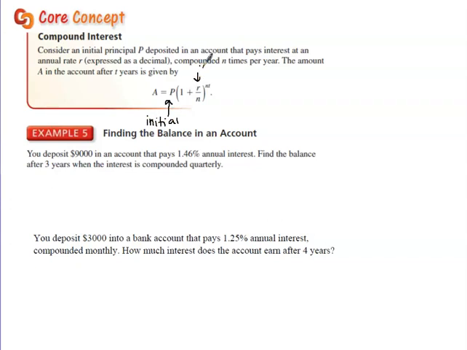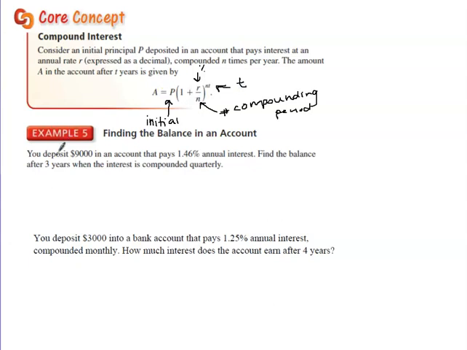R is the percent that the bank is going to give you. N is the number of times the bank is going to give you your money over that certain period of time, or the number of compounding periods. T is the time that has gone by from beginning to end that your money has been invested.